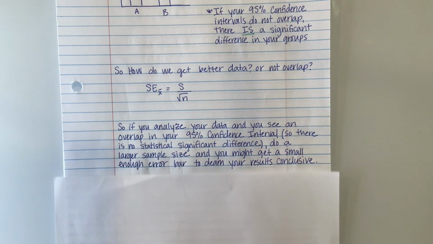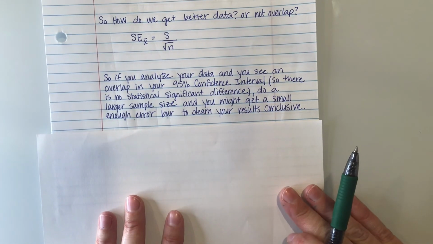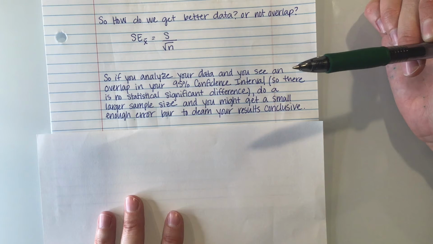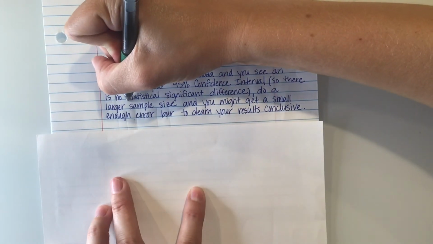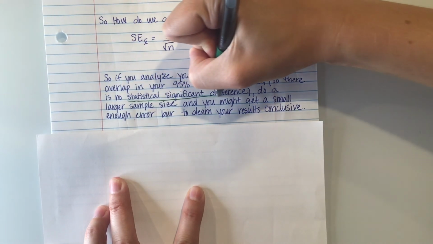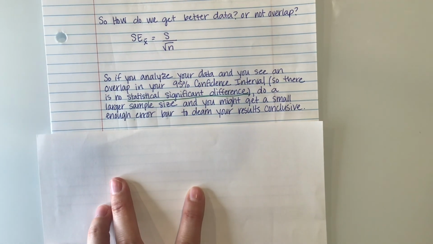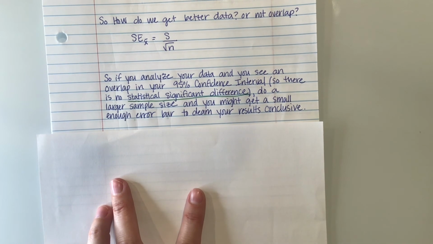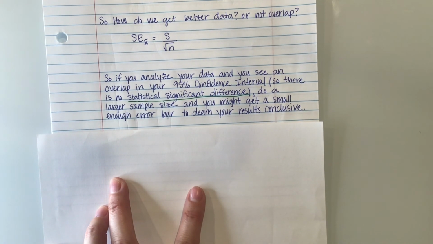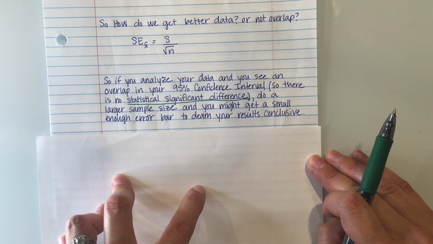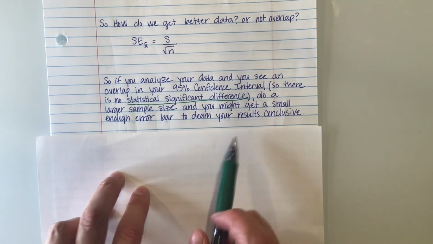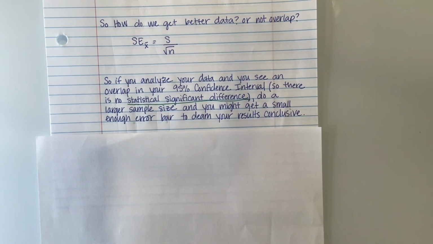So if you're analyzing your data and you see an overlap in your 95% confidence intervals, so we would say that there is no statistically significant difference between them, what would you do? Well, you'd say, let's get a larger sample size. And maybe by getting a larger sample size, you might get small enough error bars that you could then deem your results conclusive. And you could say that they caused some sort of change to occur in the results.